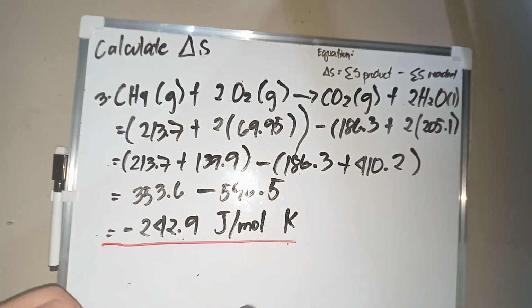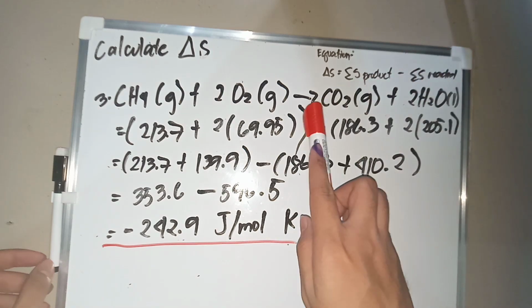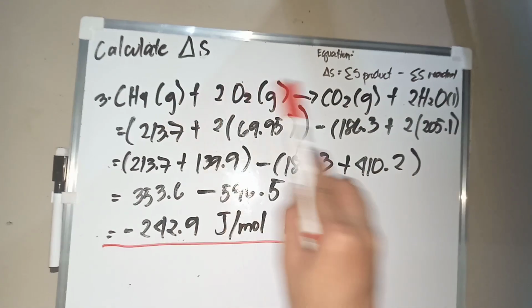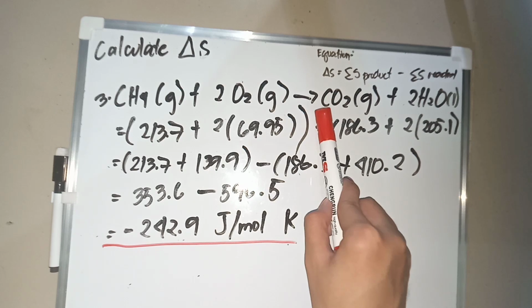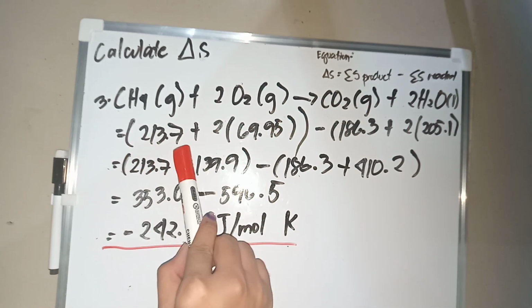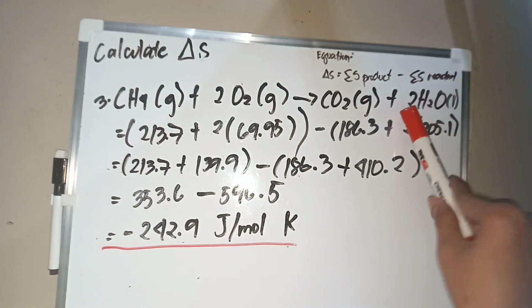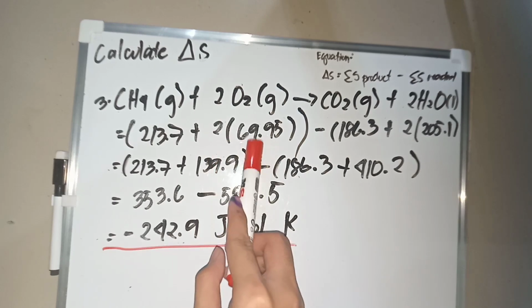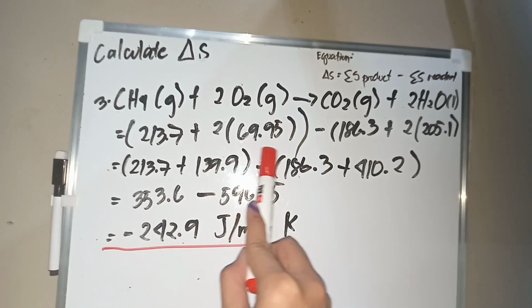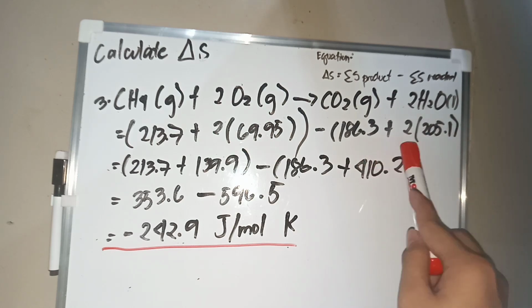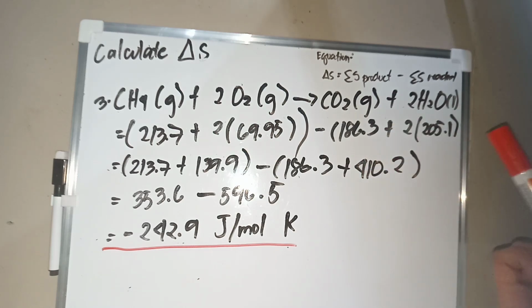So this is our longest example. Remember, always subtract the reactants from the products. So the value of CO2 here, our product, is 213.7, and then 2 H2O. So the value of H2O, 69.95 multiplied by 2. Same here in our reactant. And then follow the PEMDAS rule.